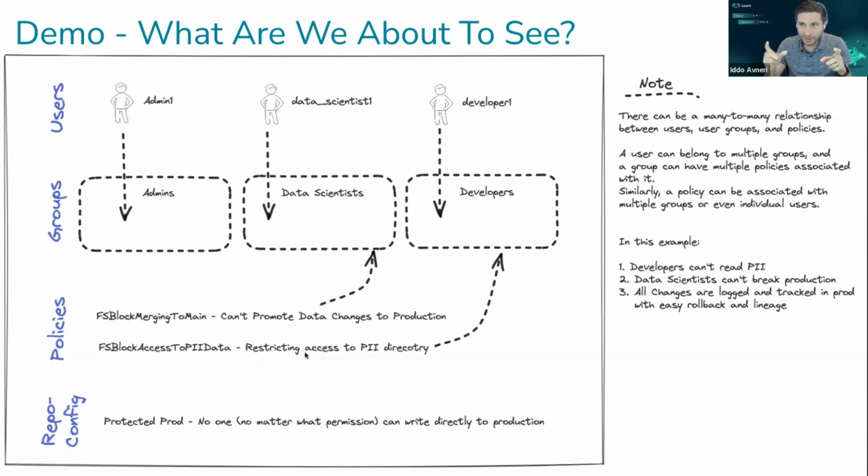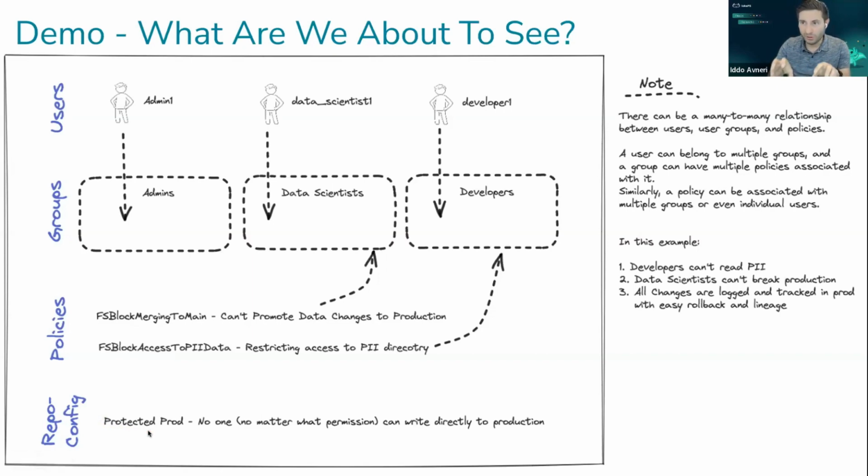There is a fourth element here, which is a lakeFS element, not necessarily an IAM-like thing, which is the configuration of the production branch in lakeFS, which will be a protected branch. What that means is that nobody can write directly to prod.